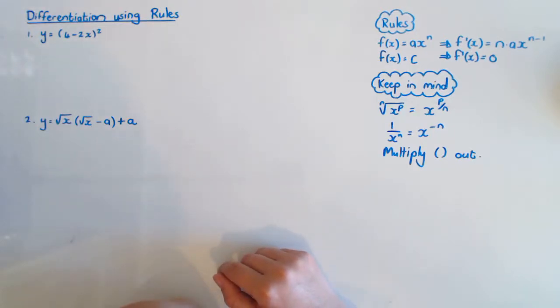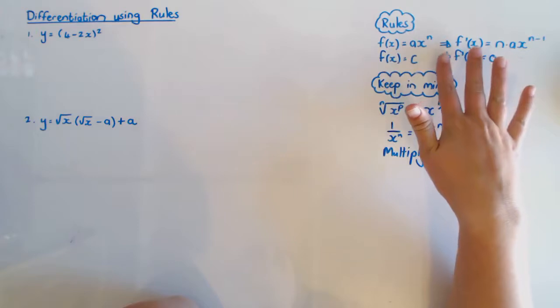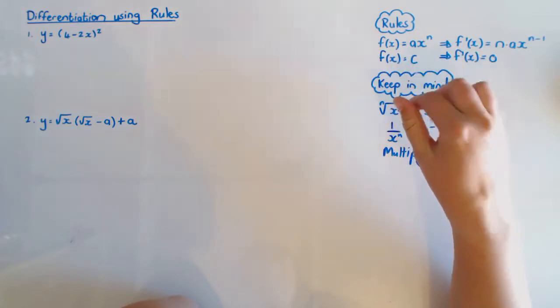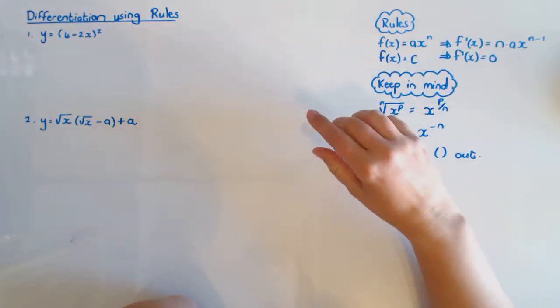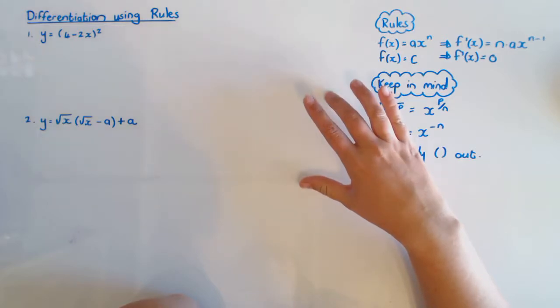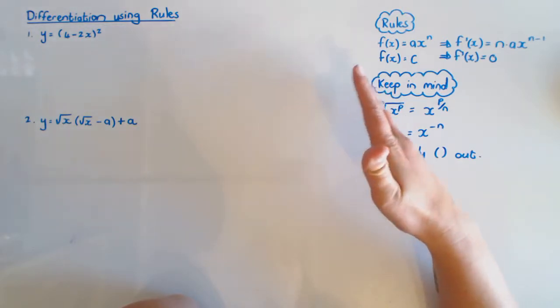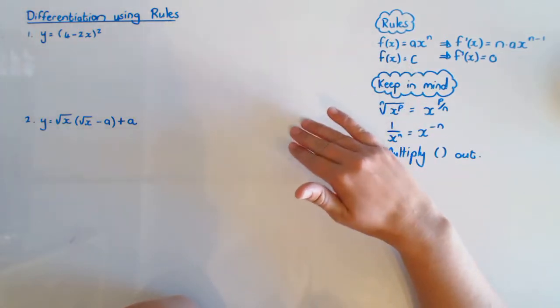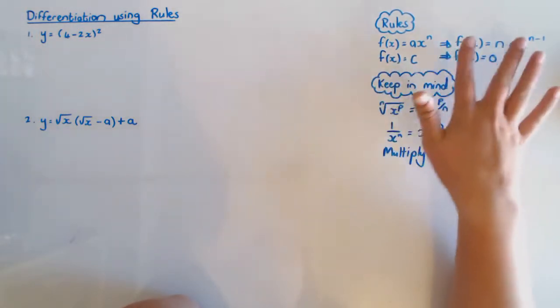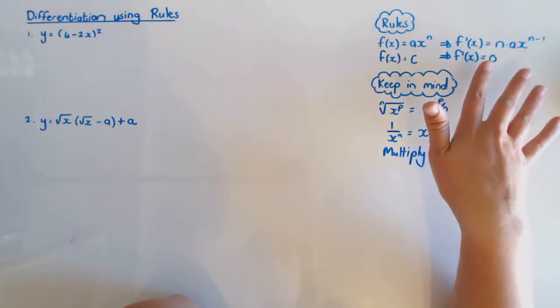Differentiating by using the rules. Here are the rules that you're going to use. If the question does not say to find the derivative from first principles, and it doesn't specify from first principles, then you can just use the rules. You'll see this is much shorter.